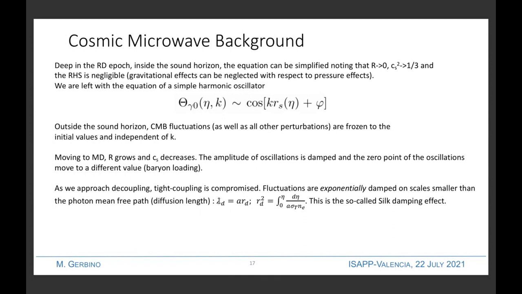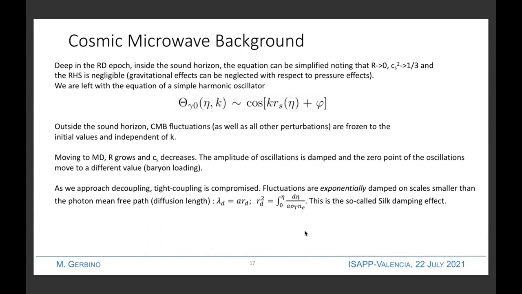Another effect that we have to take into account is the fact that as soon as we move towards the epoch of recombination and decoupling, the tight coupling approximation is compromised. It is compromised because the expansion rate is increasing and the interaction rate that keeps baryons and photons tightly coupled to each other cannot counterbalance the expansion anymore.